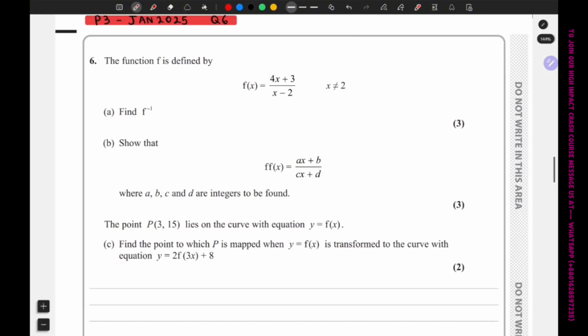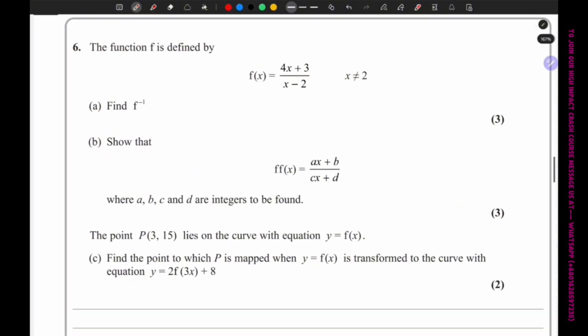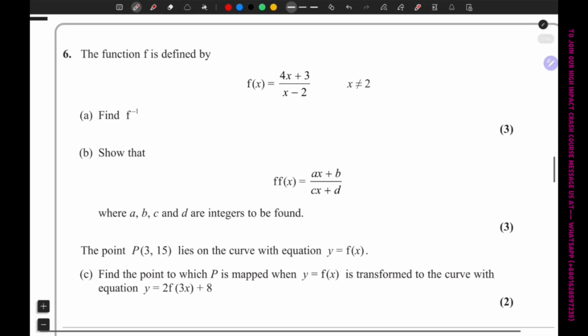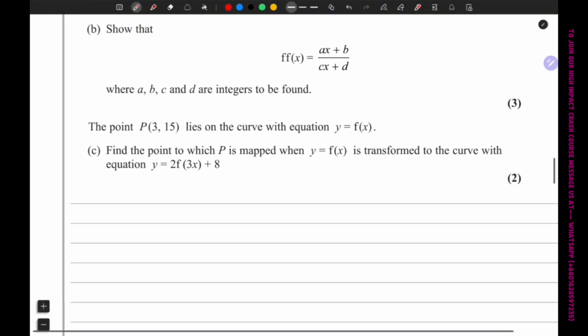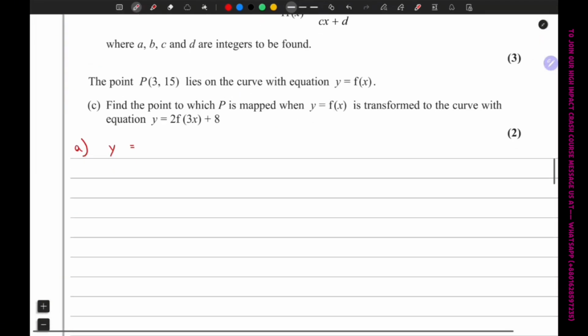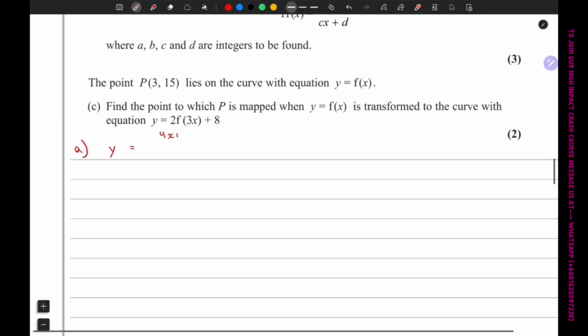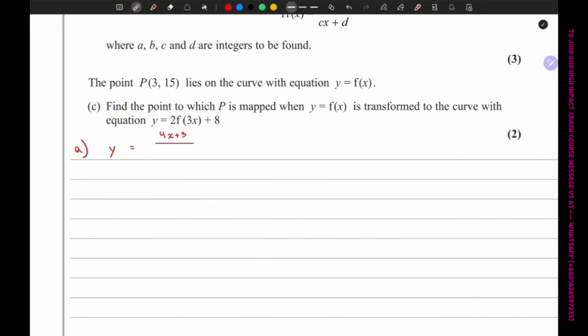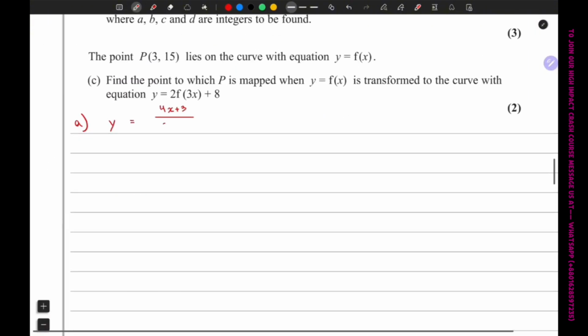Now if you all watch the video on functions on Exam Essentials, this part A and part B should be very clear to you on how to do it. So let me just walk you through this. First of all we need to find the inverse function. In order to find the inverse function, we need to replace f(x) with y. So the first step is to replace f(x) with y. So this becomes y equals 4x plus 3 divided by x minus 2.